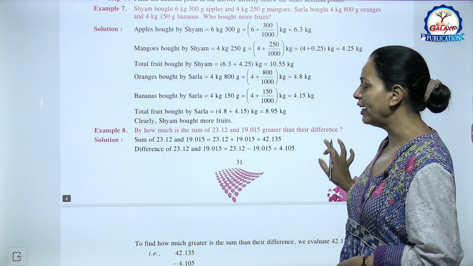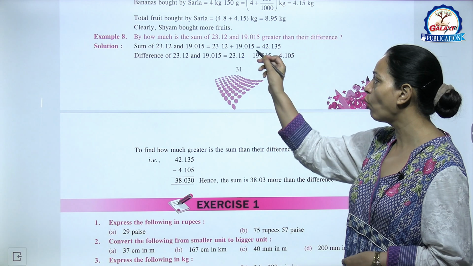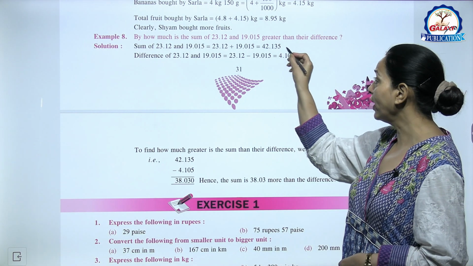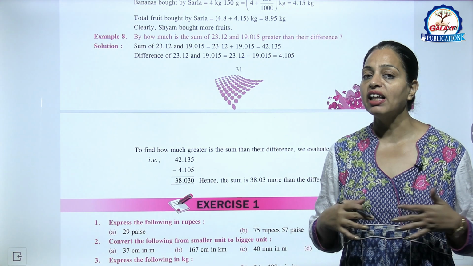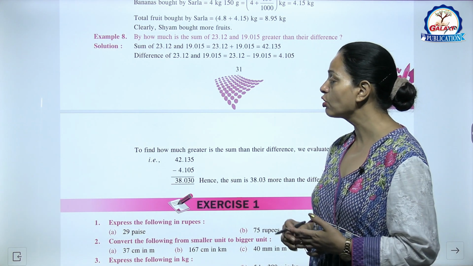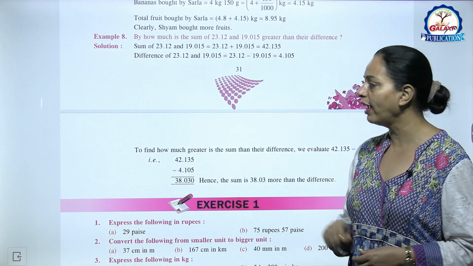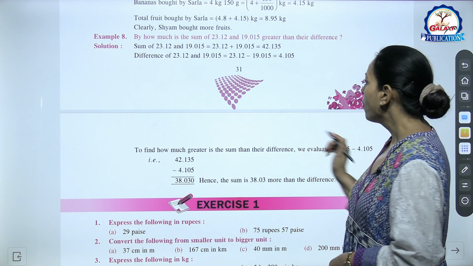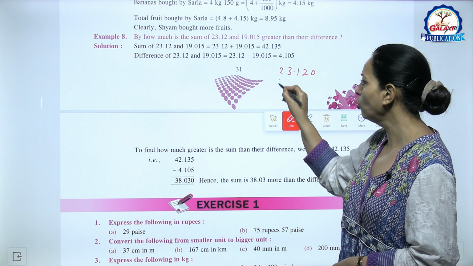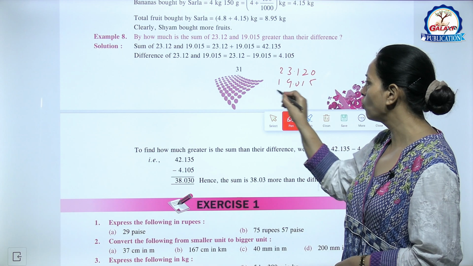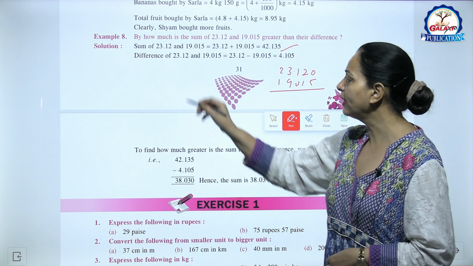Now example 8. By how much is the sum of 23.12 and 19.015 greater than their difference? इन दोनों का sum, इन दोनों के difference से कितना ज़्यादा है? यानी first of all find the sum of these two numbers. इन दो numbers को हम add करेंगे. 23.12 plus 19.015. So write it like this. So what we are getting? 42.135. Now find their difference.